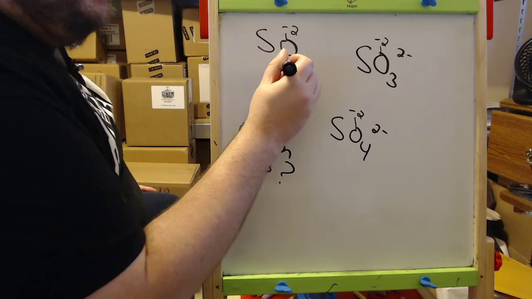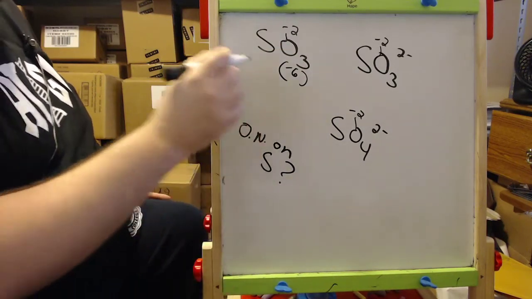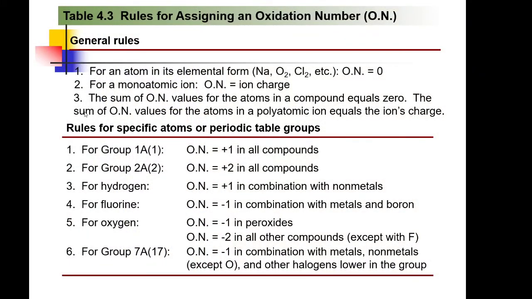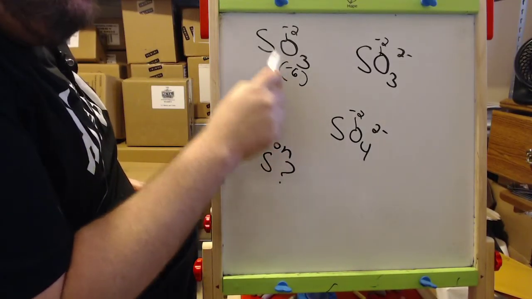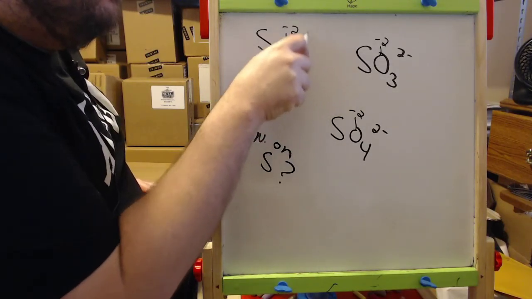-2 times 3 is -6. Okay? Now, if I go back to my slides and I look at general rule 3, the sum of the oxidation number values for the atoms in a compound equals 0. The sum of the oxidation numbers of the atoms in a polyatomic equals the charge. Okay? So, when I add this number to sulfur's oxidation number, it has to equal 0.